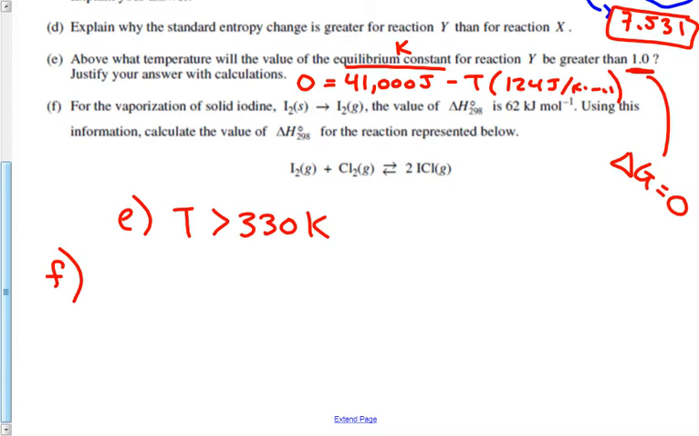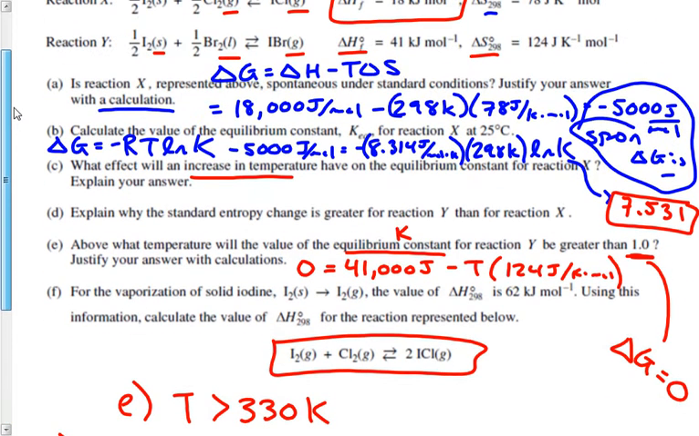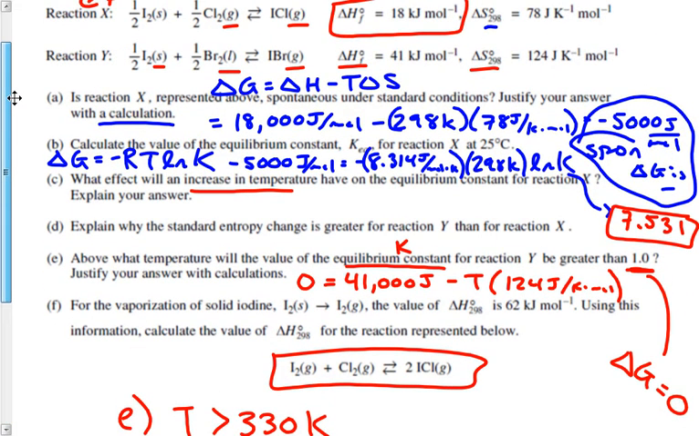For the vaporization of solid iodine, the value of change in H is 62. Using this information, calculate the value of change in H for this. Where is this equation in this problem? The answer is nowhere. Parts of it are up here, parts of it are right here. If you feel like it's kind of like that one, that's close. They're asking for change of H, that's close. Then this is a Hess's law.